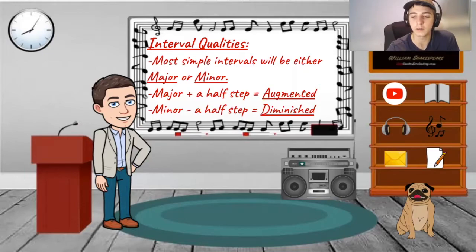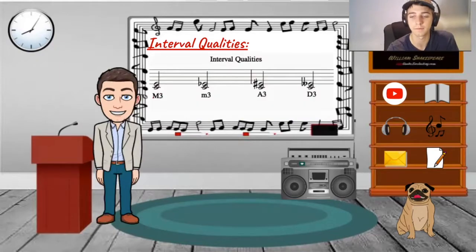If we add a half step to a major interval, making it larger by a half step, that's what we would call augmented. That would be an augmented interval. And the same is true for the reverse. If we take a minor interval that's smaller and we reduce it even more by a half step, it becomes diminished. And this is just some examples of interval qualities.